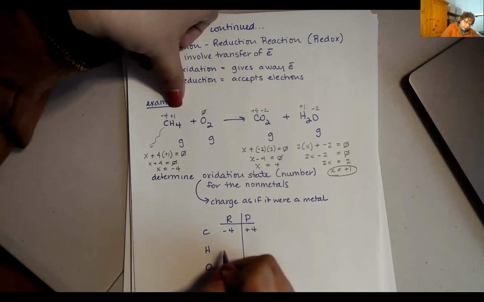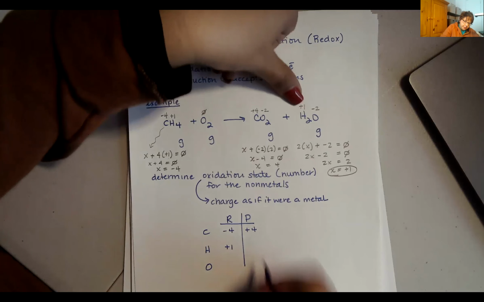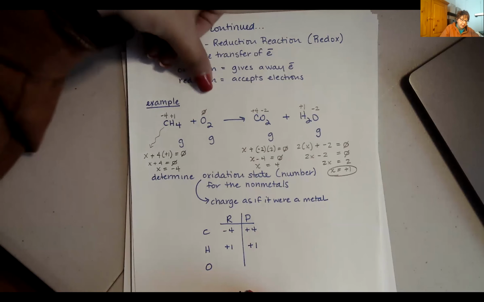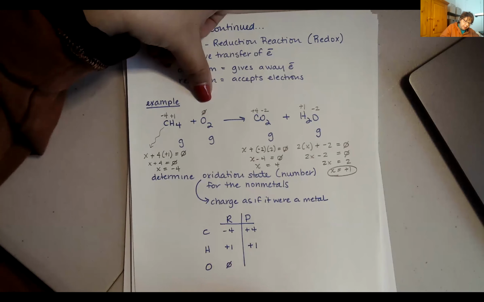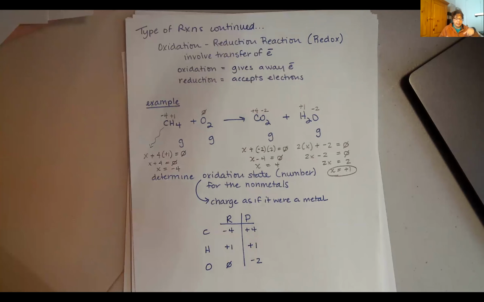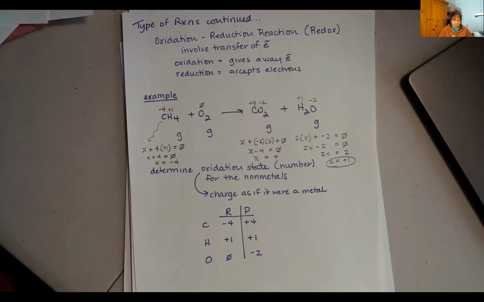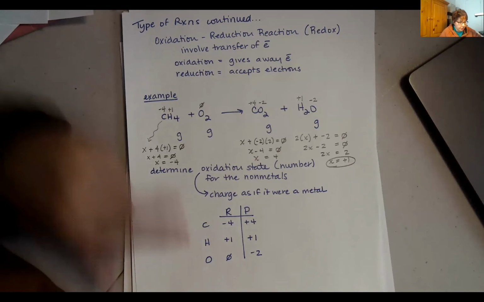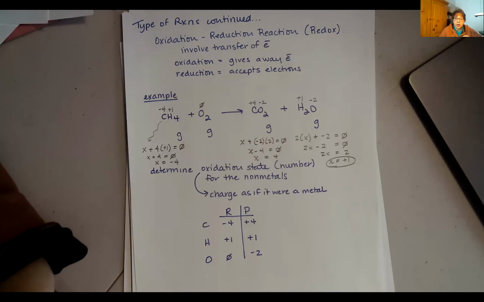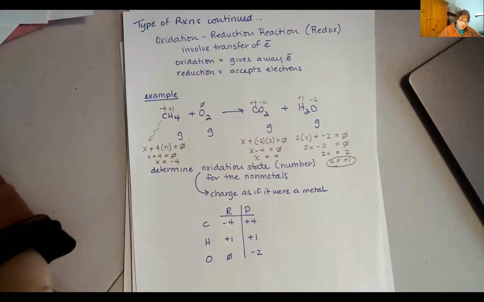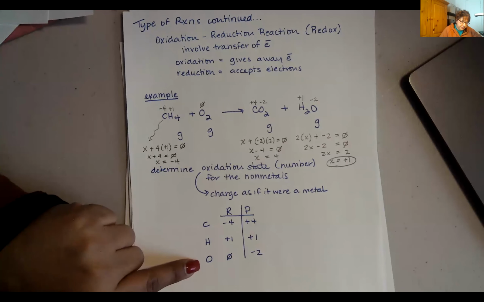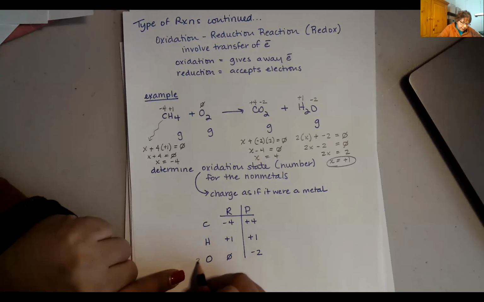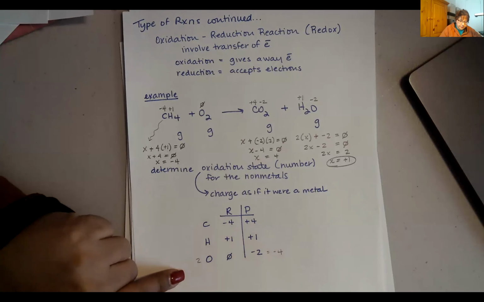If I look at hydrogen, it's +1 over here, +1 over there. If I look at oxygen, it's 0 on this side and it's -2 on that side. Do you see how I made my chart, just comparing what they are on each side? By the way, we didn't bother to balance this, but that's okay, because if we had to balance this, we'd find out that there was 2 of these, and so the overall charge will be -4.